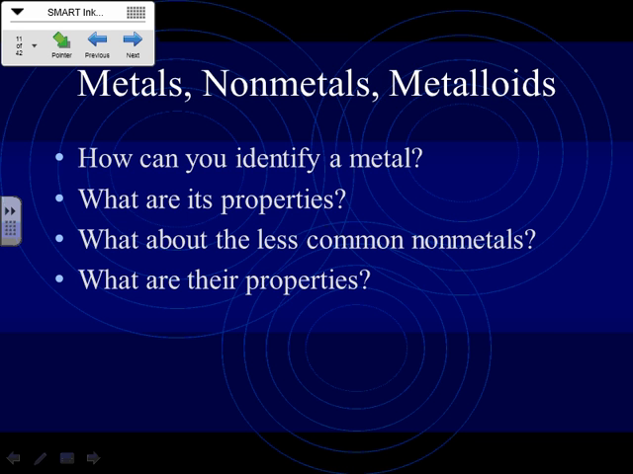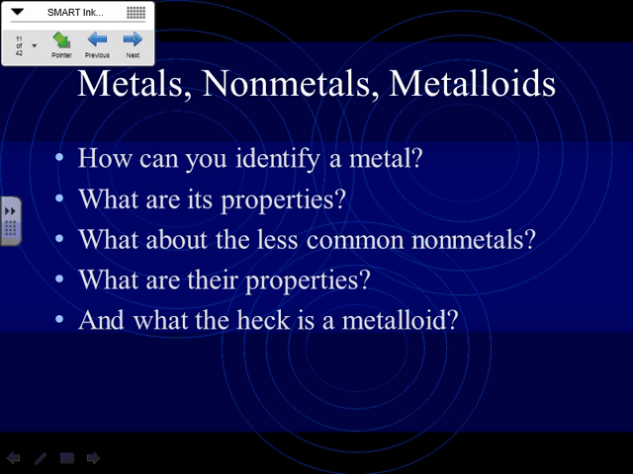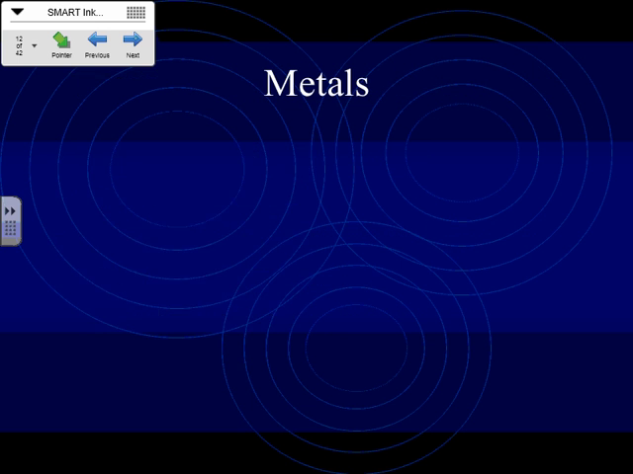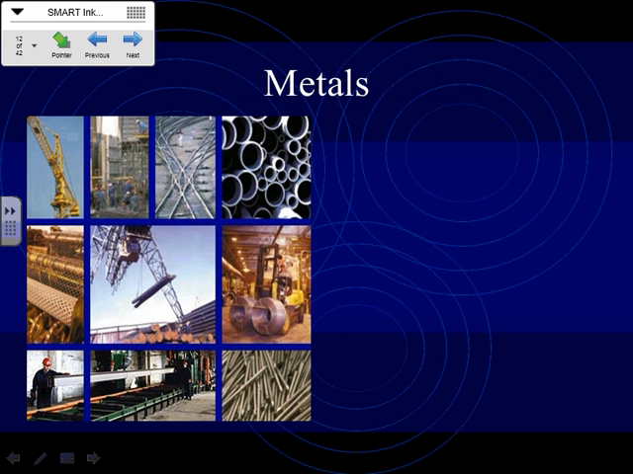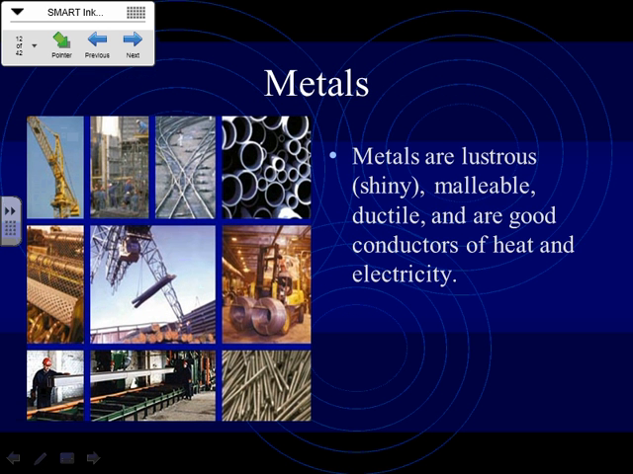And then the rest of them, if they're not underlined and they're not italicized, then they're solids at room temperature. So most of the stuff on the periodic table is a solid at room temperature. All right. And what the heck is a metalloid? All right, so here's the metals. Let's talk about the properties of metals. They are lustrous. That's the technical term for shiny.